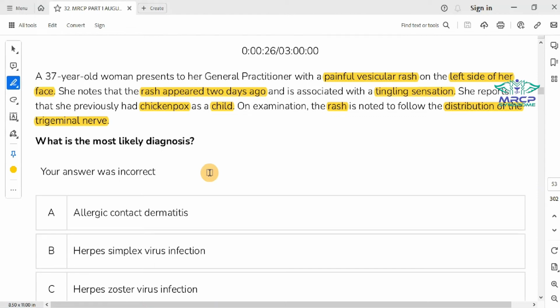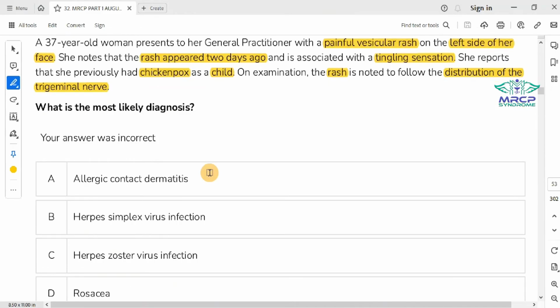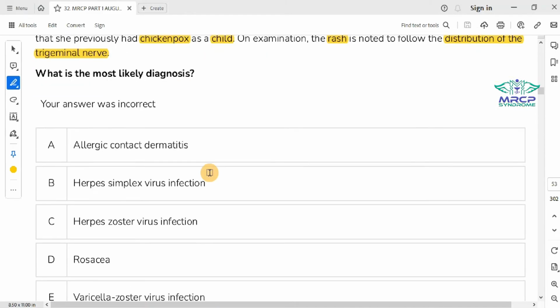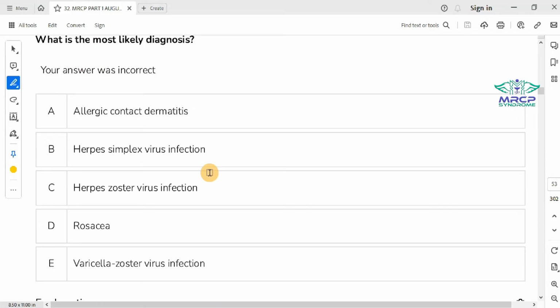A 37-year-old woman presents to her GP with a painful vesicular rash on the left side of her face. She notes that the rash appeared 2 days ago and is associated with a tingling sensation. She reports that she previously had chickenpox as a child. On examination, the rash is noted to follow the distribution of the trigeminal nerve. What is the most likely diagnosis? Allergic contact dermatitis, herpes simplex virus infection, herpes zoster virus infection, rosacea, varicella zoster virus infection.